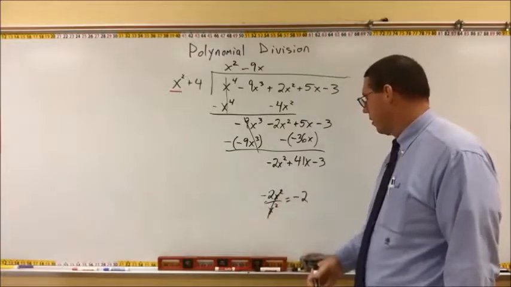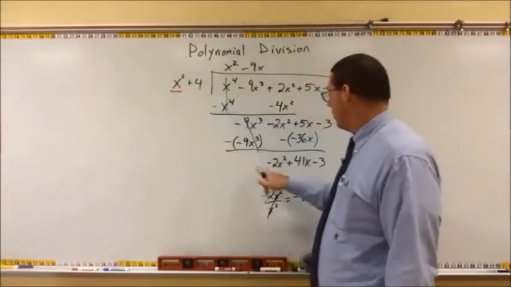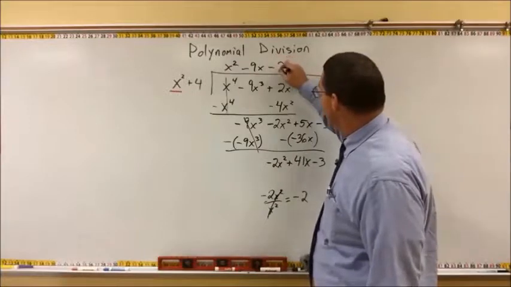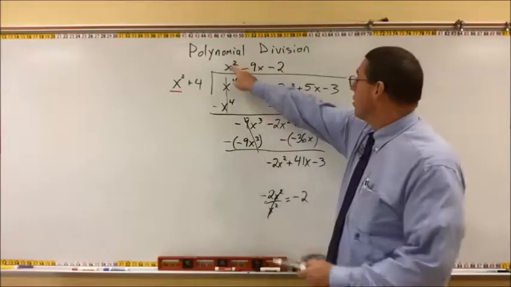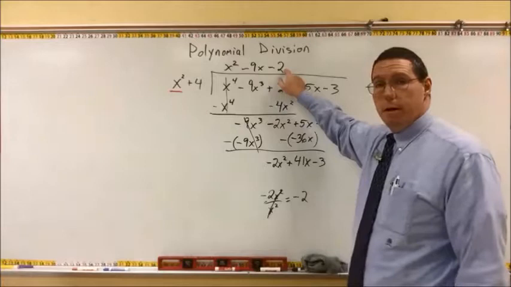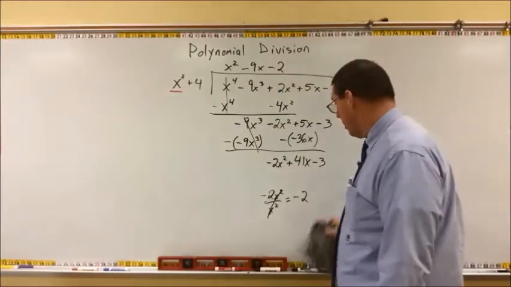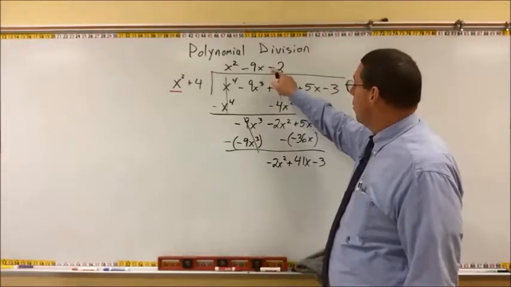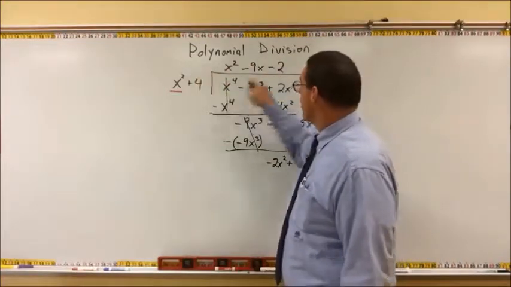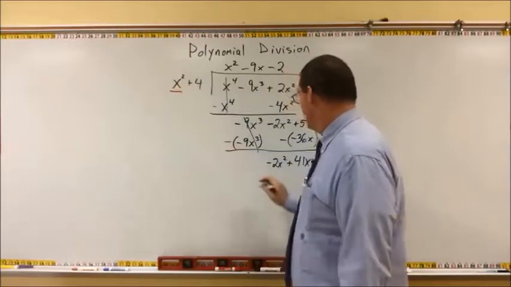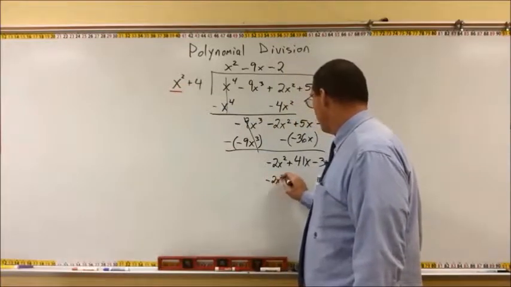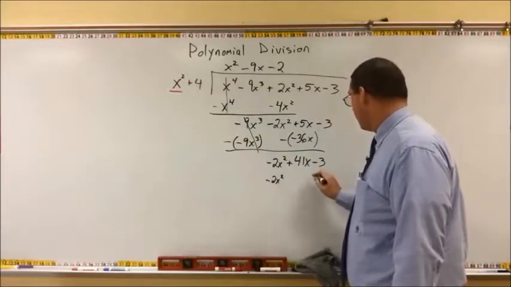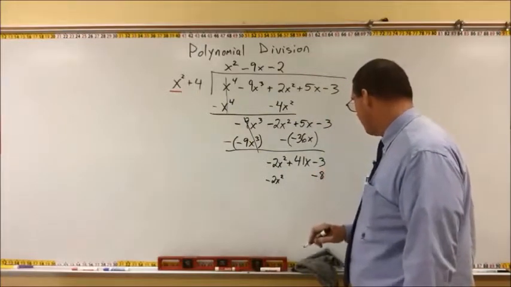See, because these x squares would cancel. So x squared into negative 2x squared is negative 2, so I'm going to put that up here, negative 2. And as you can see, this is turning into a polynomial expression. That's what our answer is going to be right there. So now we take this and we multiply it by this. Negative 2 times x squared is negative 2x squared. Negative 2 times 4 is negative 8, and I'm going to put that under the negative 3 here.